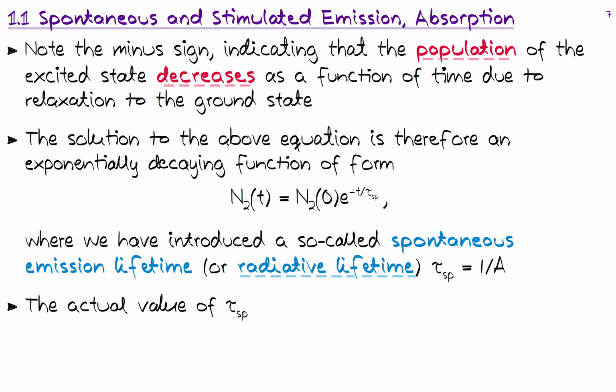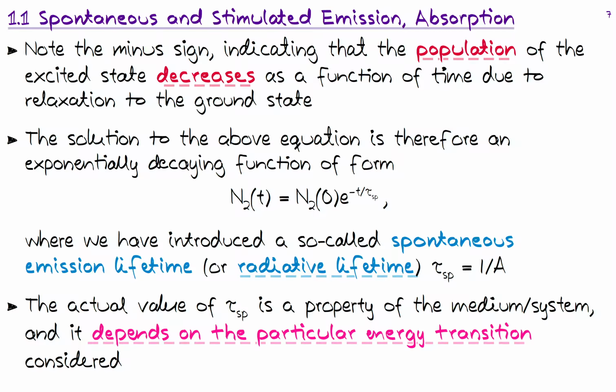So this is the math, and the actual value of tau sp is a property of the medium or the system, and that depends on the particular energy transition considered. So now what actually is this value, how is it calculated? In principle, it's calculated through the Einstein's A coefficient calculation. More on that later. Here it's important for you to know that what kind of gain medium we have, what kind of atoms, what kind of molecules we have, and what kind of transition we are looking at dictates how quickly or slowly the relaxation takes place.